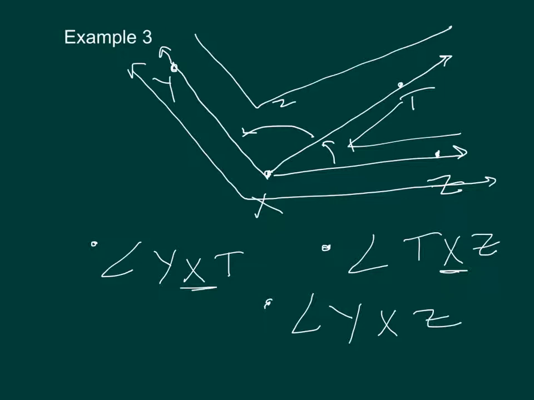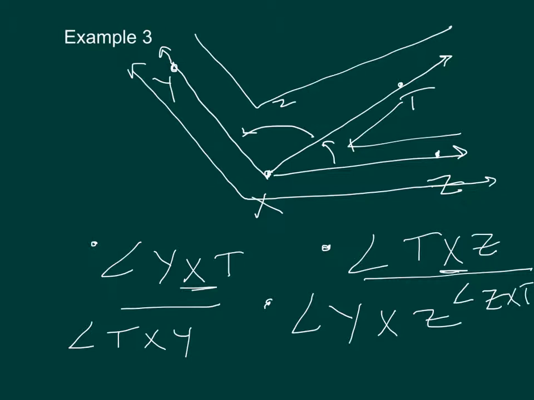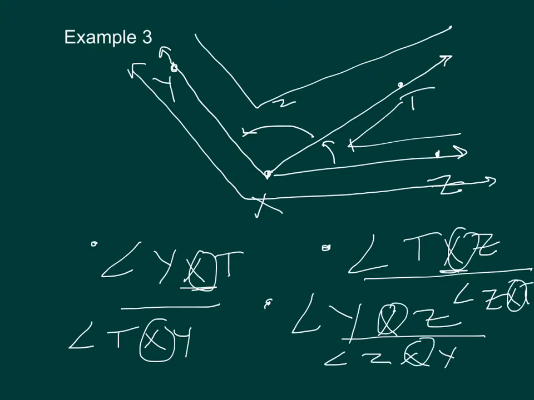Incidentally, you can also go in the reverse direction. So for this one right here, we could label it as angle TXY. For this one right here, we could label it as angle ZXT. And for this angle right here, we could label it as angle ZXY. Notice that in all of these, the vertex never changes. It is always at point X.